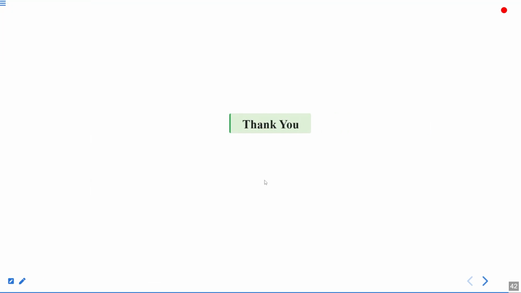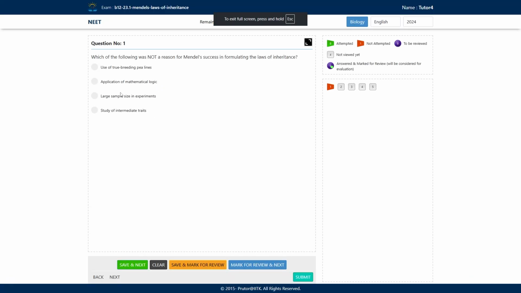So now we have discussed the theory. Let's quickly discuss the DPP now. Let's discuss this first DPP. Which of the following is not a reason for Mendel's success in formulating the laws of inheritance? So you have to tell which is not a reason which led to the development of laws of inheritance by Mendel.